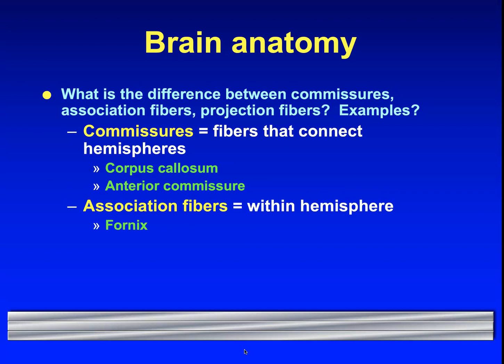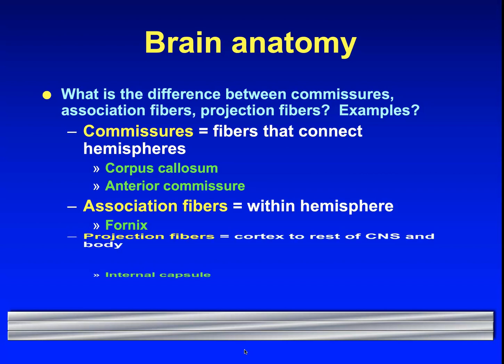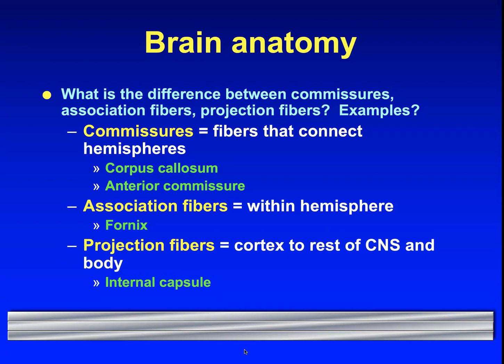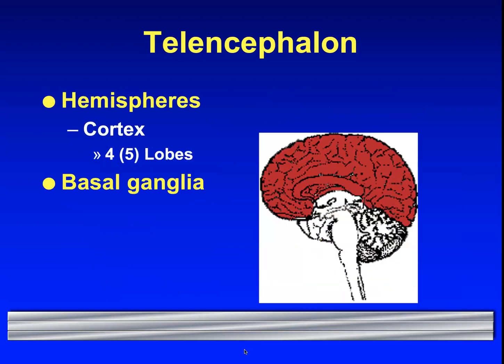Association fibers are fibers that transmit signals within one hemisphere, so it's only on the left or only on the right. One we'll talk about later in the semester is called the fornix, and that connects the hippocampus with the hypothalamus. And finally, there are projection fibers. They connect the cortex to the rest of the central nervous system and to the body. One of them, for instance, is called the internal capsule. That carries signals through the thalamus, and it's a pathway to the brain and spinal cord.